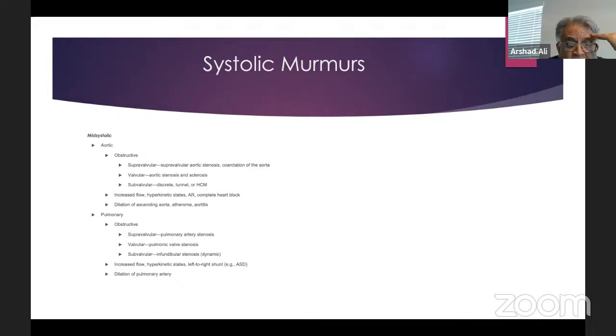Pulmonic, again, is an obstructive phenomenon: pulmonary stenosis, which can be subvalvular or valvular, increased flow related to shunts like a left to right shunt. And dilatation of the pulmonary artery will cause enough turbulence in the blood that you can actually auscultate a murmur.